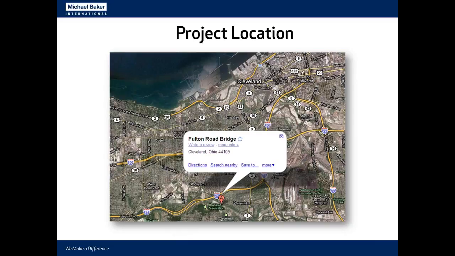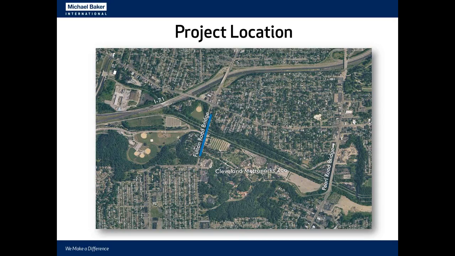In any case, the Fulton Road Bridge project is located in Cleveland, Ohio, just south of downtown, right here, in a pretty culturally significant area of town. Zooming in a little more on the project location, the bridge crosses a valley in which the Cleveland Metro Park Zoo is located. It also crosses over two sets of active railroad tracks, one CSX and one Norfolk Southern.